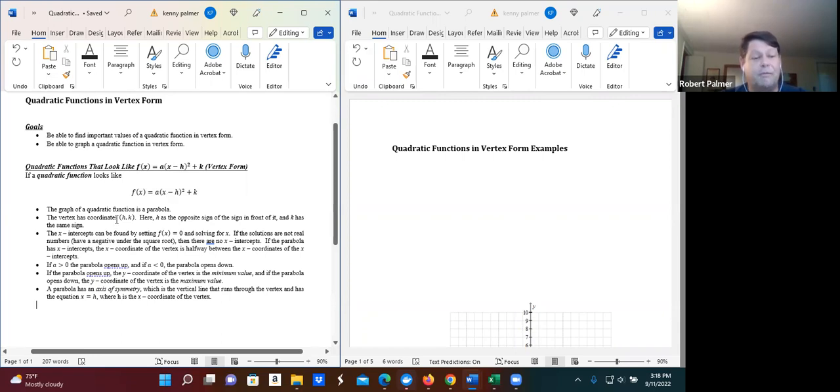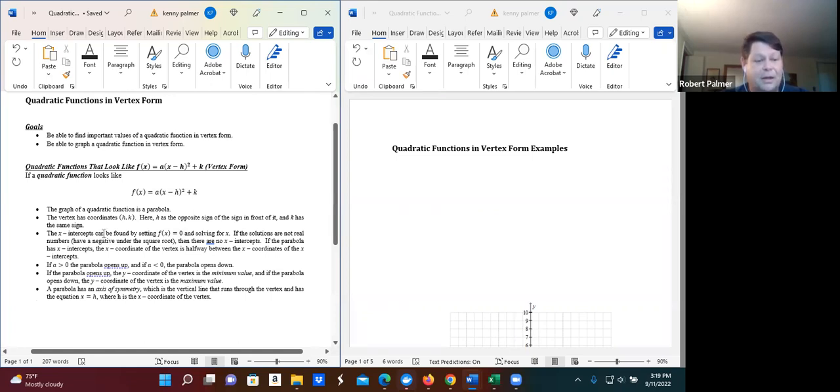Now, in this form, the vertex has coordinates h and k. Here, our h has the opposite sign as you see in front of it. So in the equation, if it's negative, then the x-coordinate is positive. If it's positive here, the x-coordinate is negative in the vertex. And then k is the y-coordinate of the vertex. It has the same sign as seen here. That's why it's called vertex form, because written this way, we can easily find the vertex.